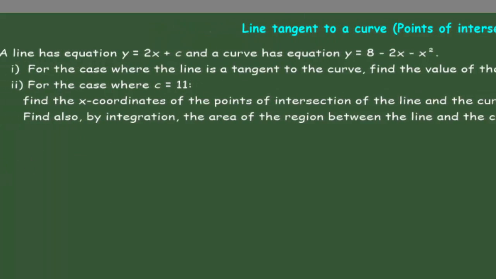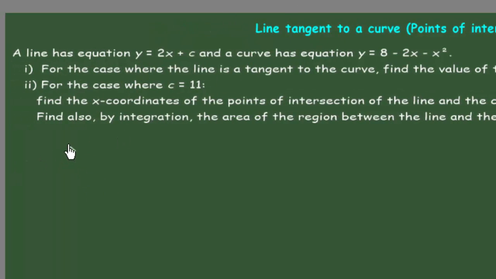And of course, to answer the first question, we're going to have the y of the line equals the y of the curve. So y equals y. This actually means that we're going to have 2x plus c equals a minus 2x minus x to the power of 2.